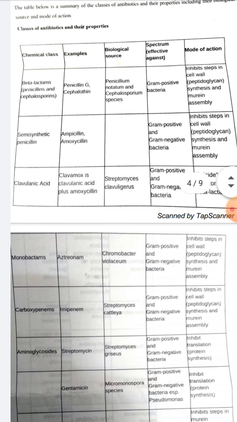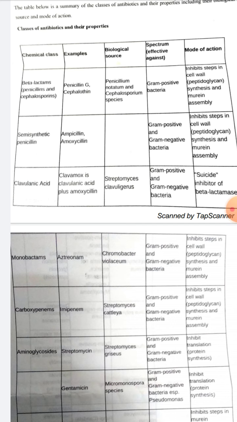Then we have clavulanic acid, that is Clavamox. You might have heard about Clavamox. It is the combination of clavulanic acid and amoxicillin. Clavulanic acid is again a beta lactam drug that functions as a mechanism-based beta lactamase inhibitor. So it inhibits the enzyme beta lactamase, which is produced by the bacteria. That is the main characteristic: it inhibits the beta lactamase enzyme.